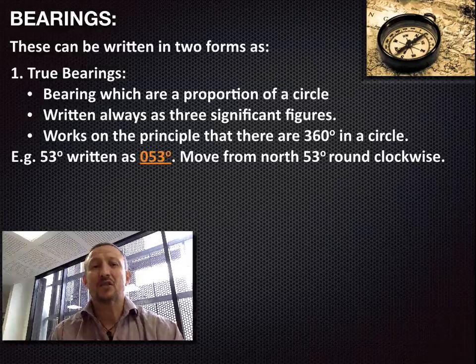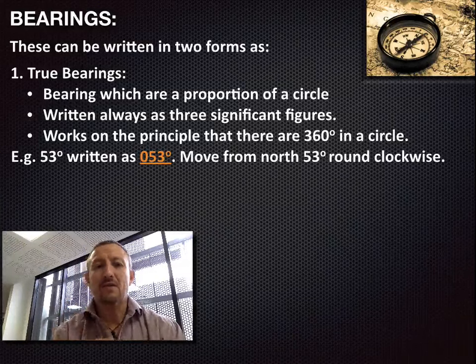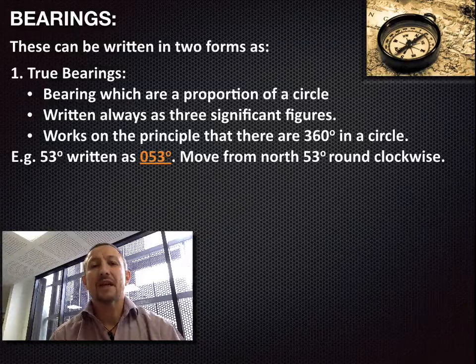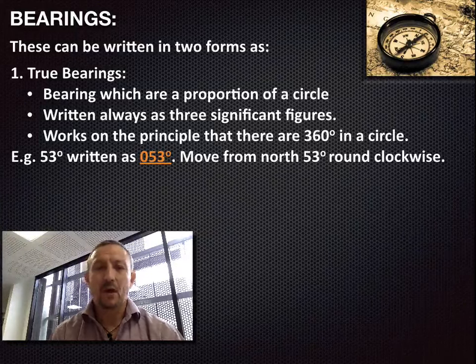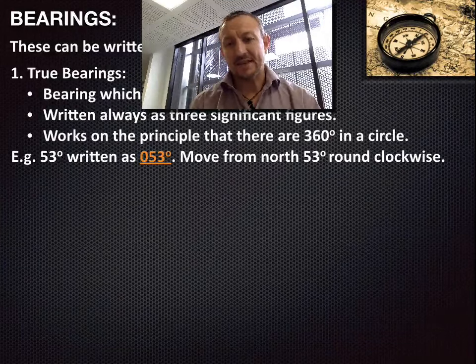Now that means we're starting at north and moving through 53 degrees of the circle. The 0 at the front is there because we have to write it in three significant figures. Obviously if we've already got three significant figures, it's not a problem, we just fill it in as normal.